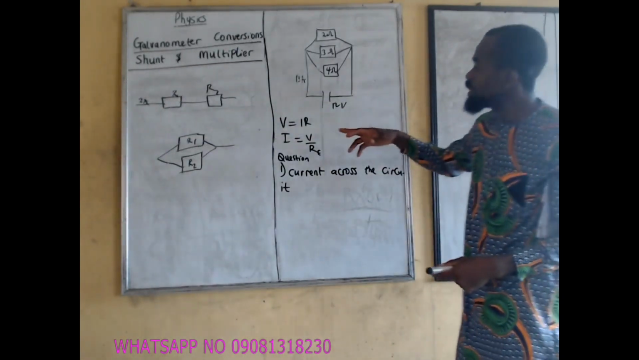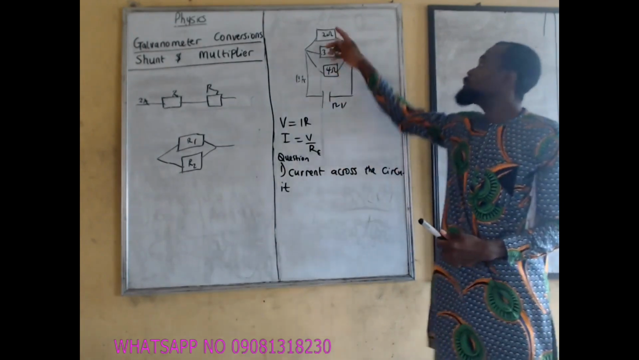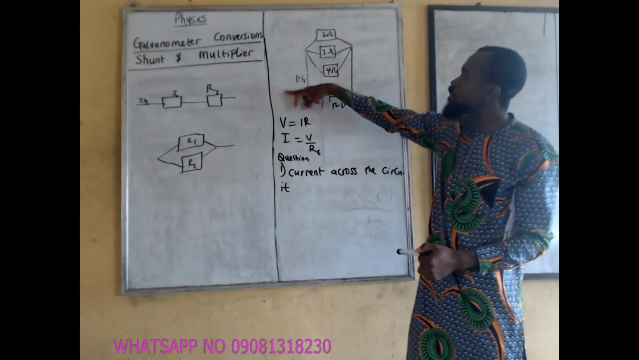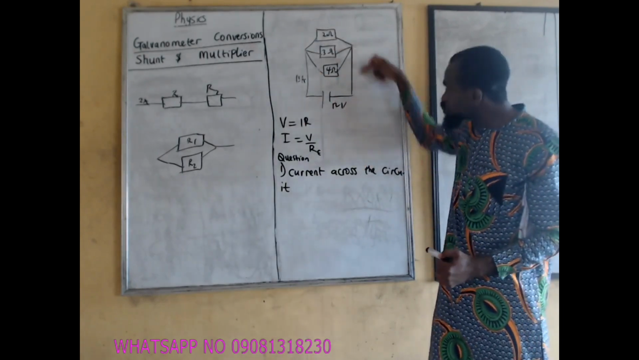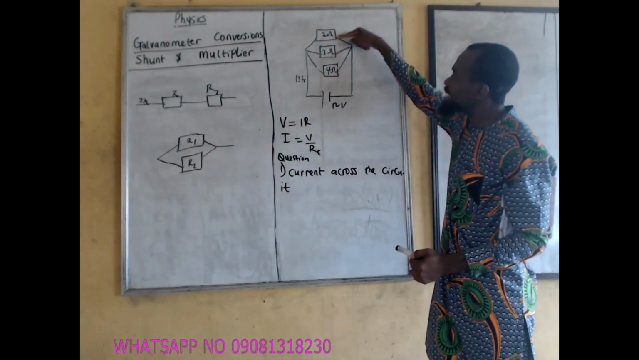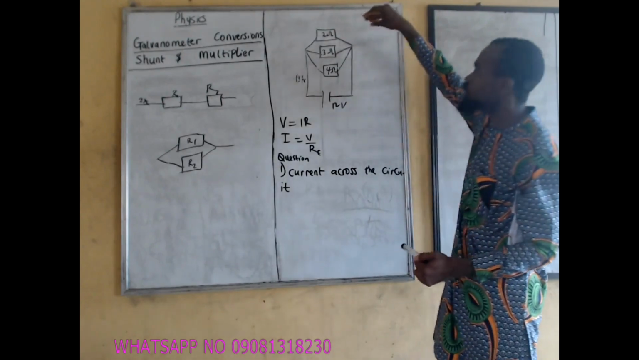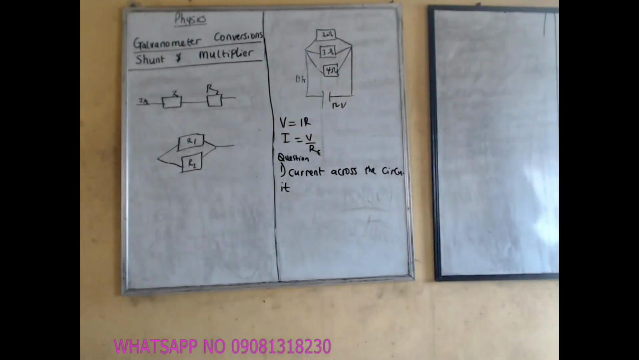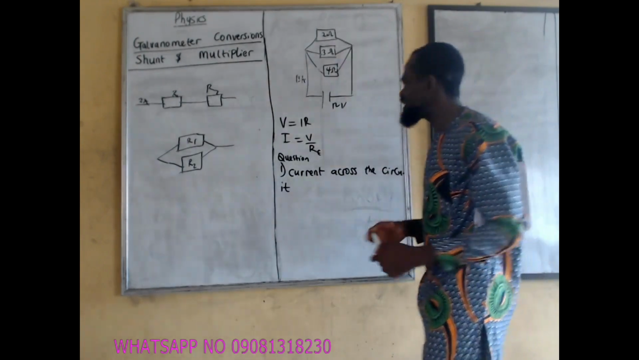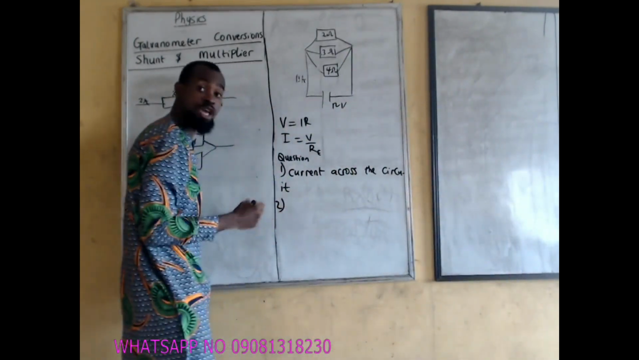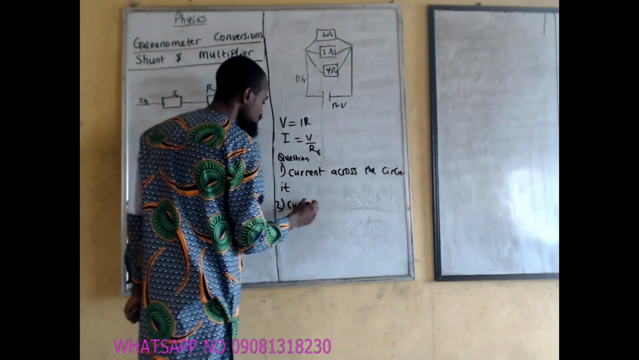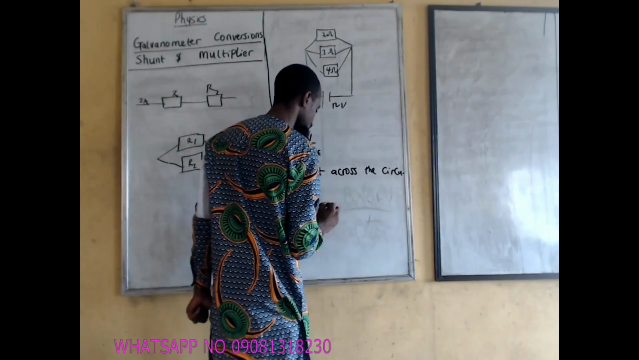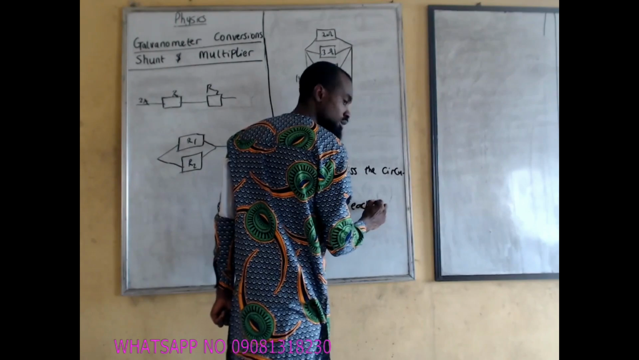Now, another question that can arise: because these three resistors are in parallel, we have said that though this is the current across the circuit, what is the current drop at each resistor? Because the current that will enter into this resistor will not be the same as this one and this one. So another question that can be asked is: what is the current across each resistor? Because they are all in parallel.